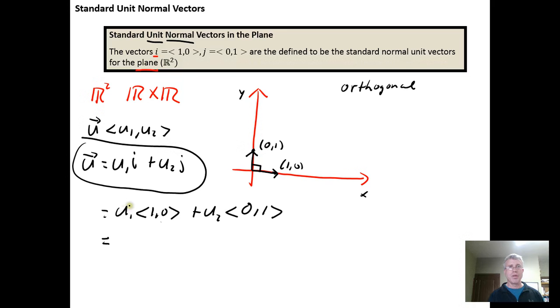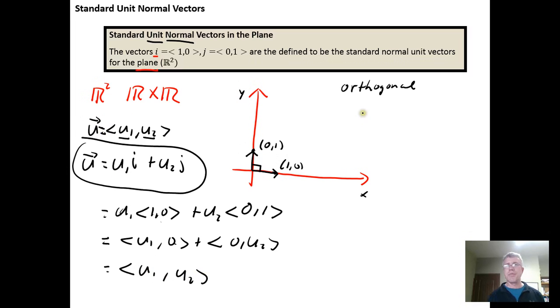So this is a scalar now. The components of a vector are just real numbers, so we can distribute that scalar in. u sub 1, 0 plus 0, u sub 2. And then we know how to sum vectors. We take the sum of corresponding components. We get u sub 1 plus 0 is u sub 1, and 0 plus u sub 2 is u sub 2. So you can see we get back the vector u that we started with.